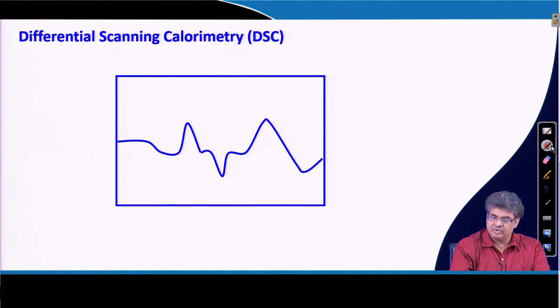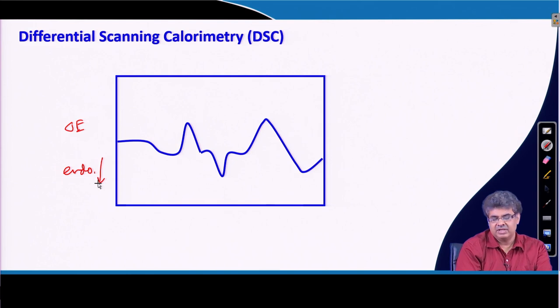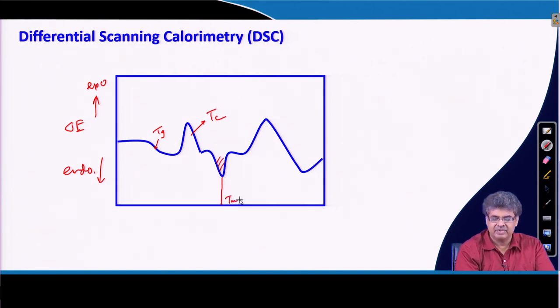Now, in this case this is exo down, and in this case endo down. So, in this case we can see this is Tg and endothermic, this is exo up. So, this is Tc, crystallization, and this is melting. So, this is Tm.